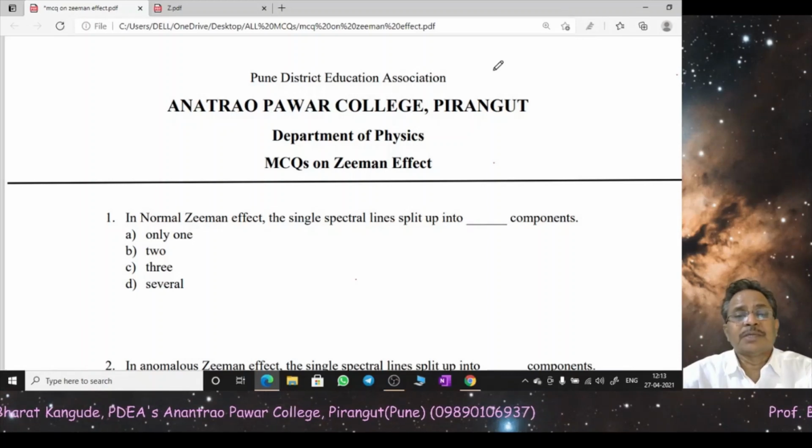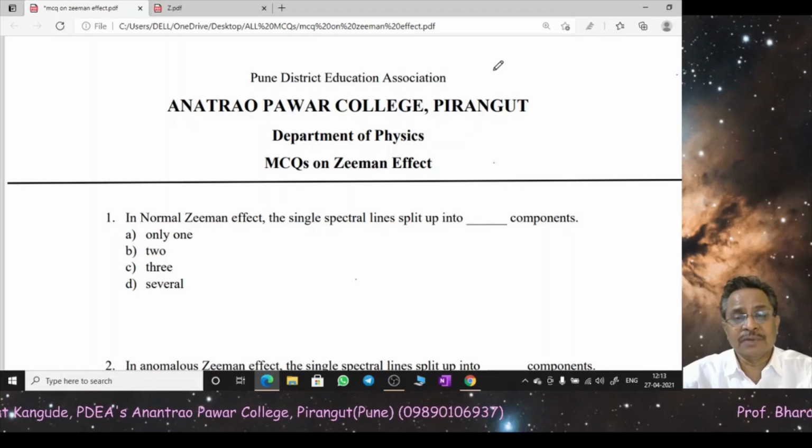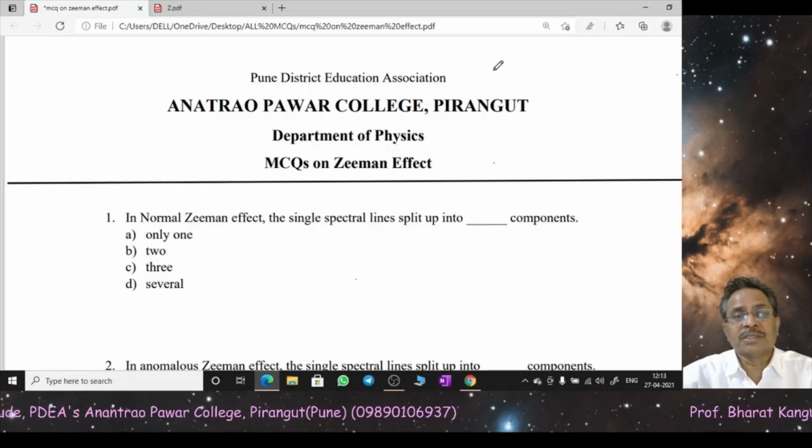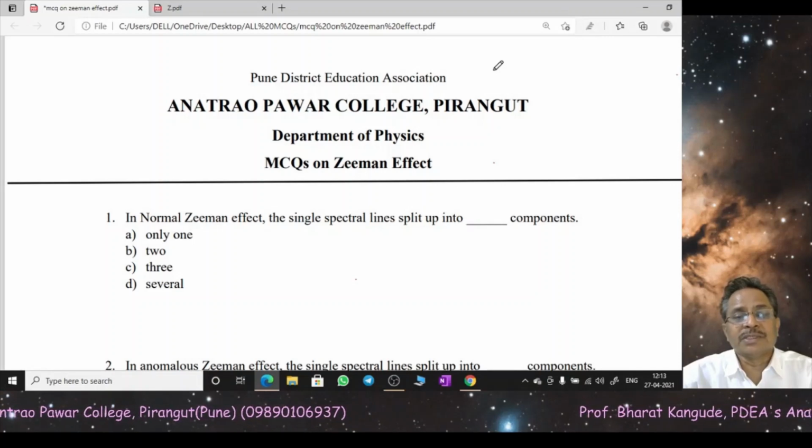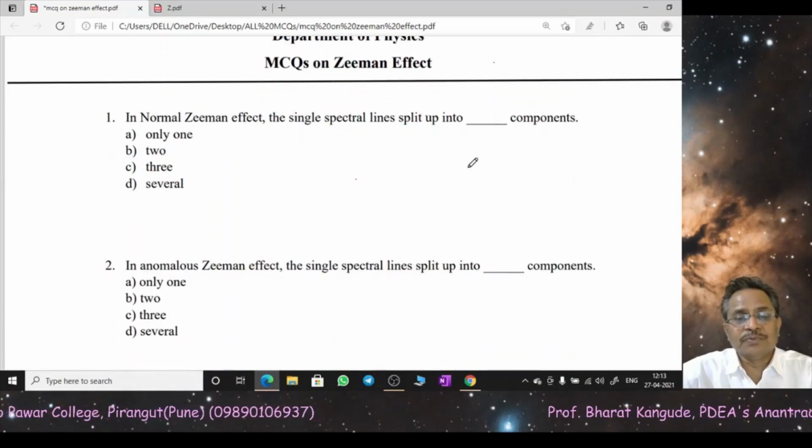Note that this chapter consists of two separate parts. One is called Zeeman Effect and the second is the Stark Effect. We have tried to design as simple multiple choice questions as may be asked in the forthcoming SPPU semester examination. I am very thankful to my colleague Dr. Smita Lokre, who has designed all these questions for all of you. I'm discussing these questions one by one as follows.